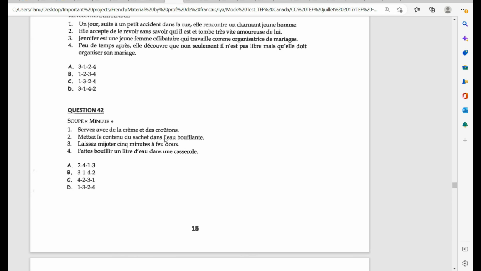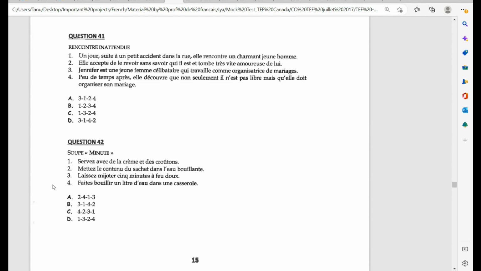So this water was already boiled as per this statement, so probably this should be the first statement. First we boil 1 liter of water, then we add the content from a sachet to the boiled water, then we let it simmer for 5 minutes on the burner, and then we serve it. So the sequence should be 4, 2, 3 and 1, which is option C. Yeah, so this is my approach to solve these questions.